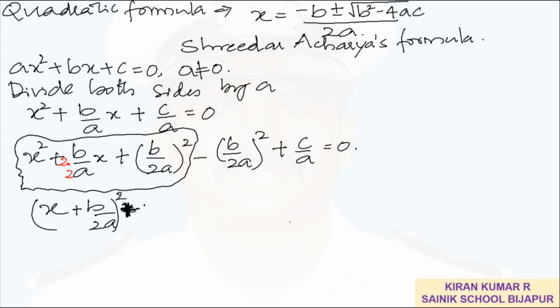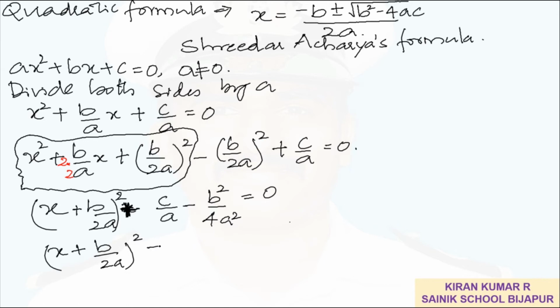A plus b whole square format will be there for these three terms. I'm using a box here to make you understand we can make use of a plus b whole square. Plus c by a minus b square by 4a square. Now let us equate it to 0 and simplify. We will get x plus b by 2a whole square equal to, transposing these terms to the right side, positive b square by 4a square minus c by a.